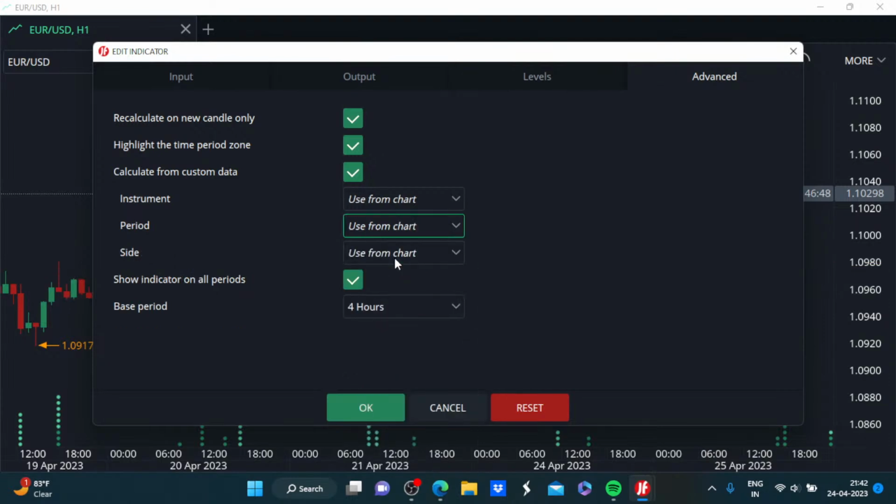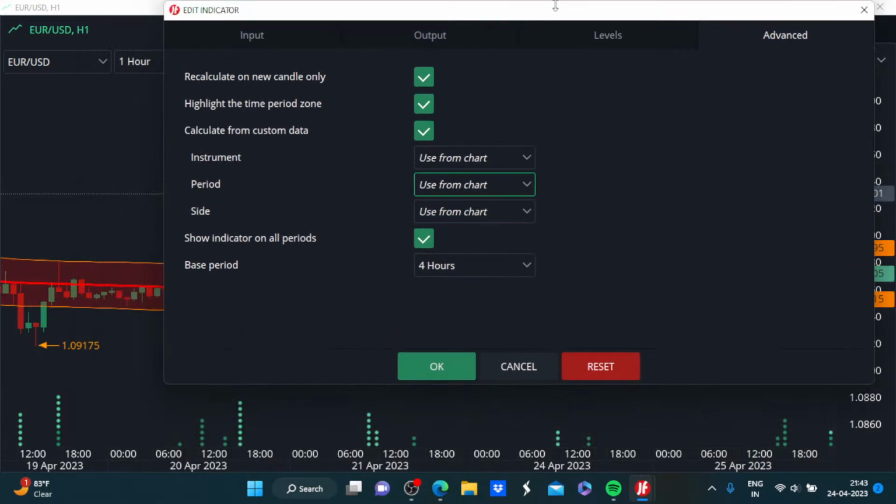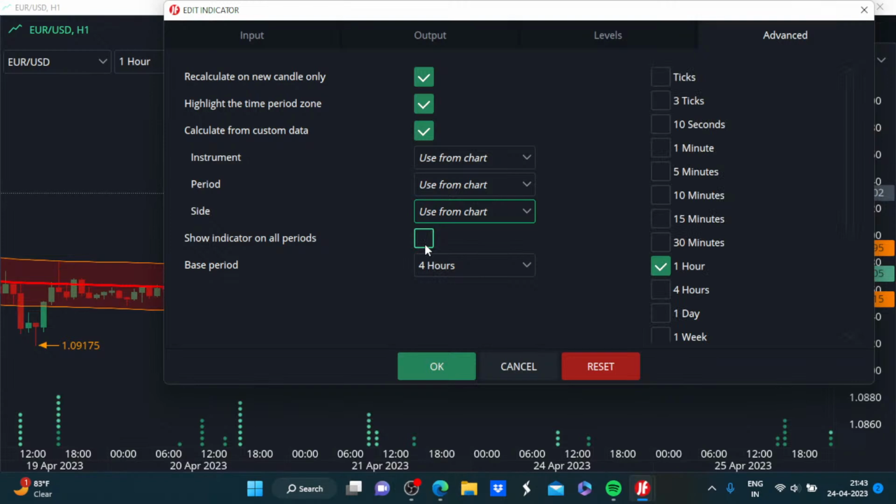Again, let's revert back to this from the chart side. You can go for ask or bid side. There will be slight difference, but the direction is not going to vary. Direction is going to be the same. Show indicator on all the periods. You can have this indicator on all the candle periods, or you can even specify on which particular candle period you want it, and accordingly it will show up only on those candle periods.